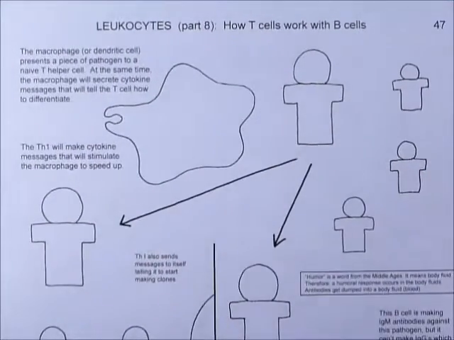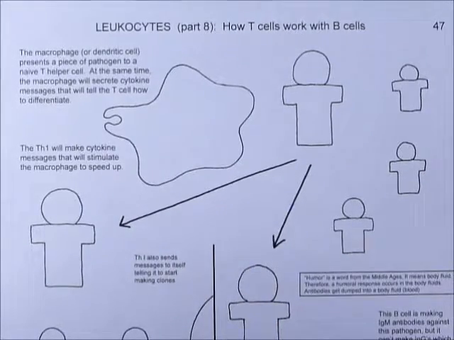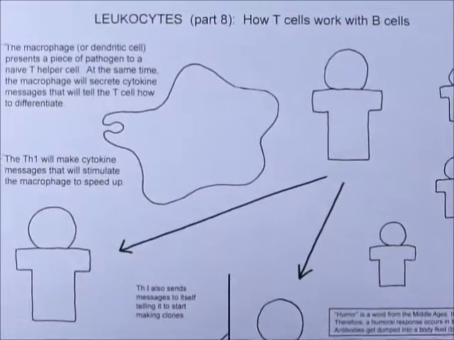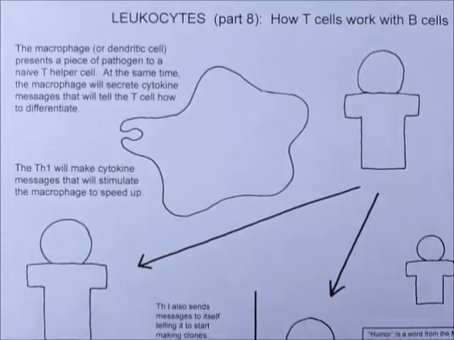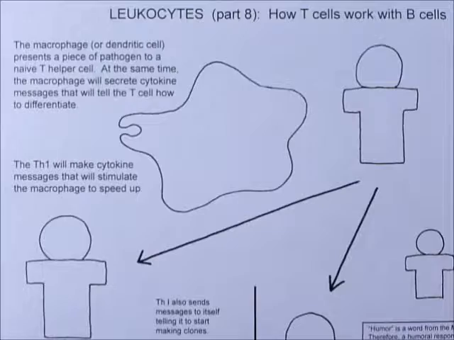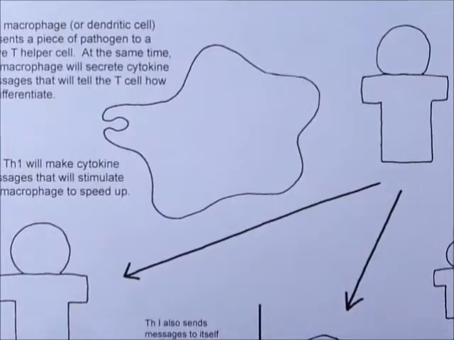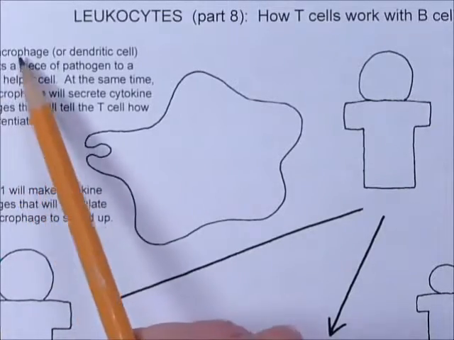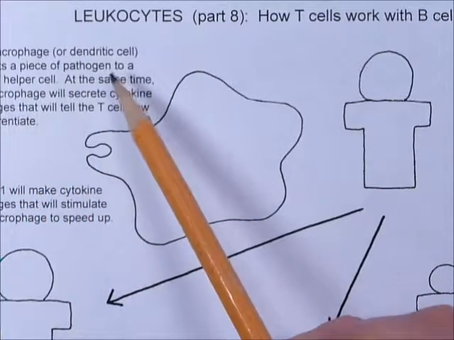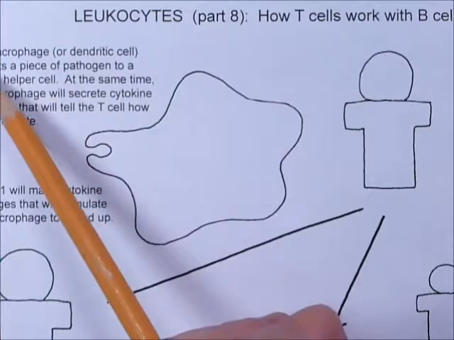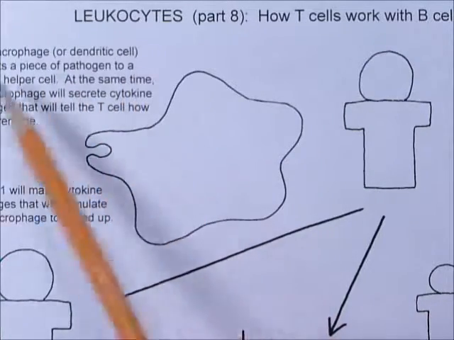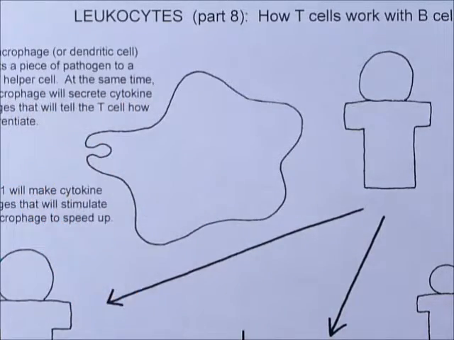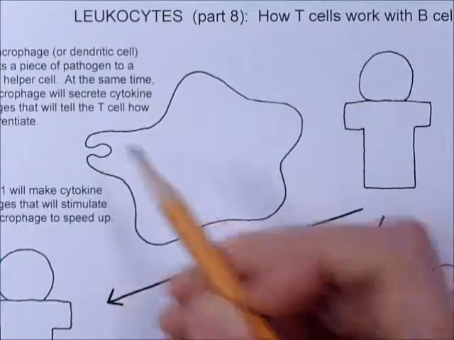this macrophage right here. By now you probably know this shape to be a macrophage, hopefully. And we're going to review what the macrophage does. Get a little closer, there we go. Okay, so let's read this right here. The macrophage, or dendritic cell, we're just using the macrophage here, presents a piece of pathogen to a naive T helper cell. So let's draw a pathogen.